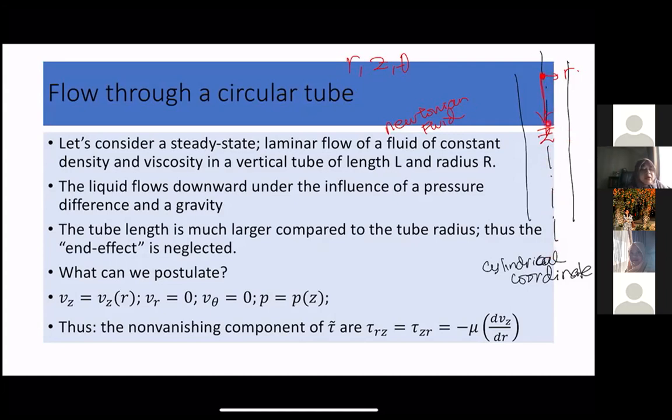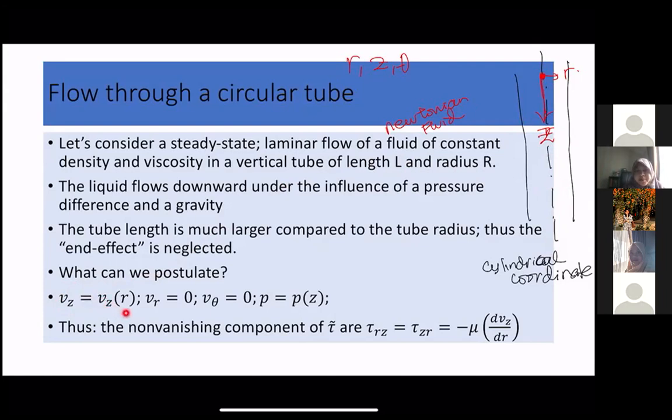In the middle, there would be velocity, and I think the velocity over here would be the maximum one because there is no resistance, not much resistance. And then it becomes zero again when it touches the wall.